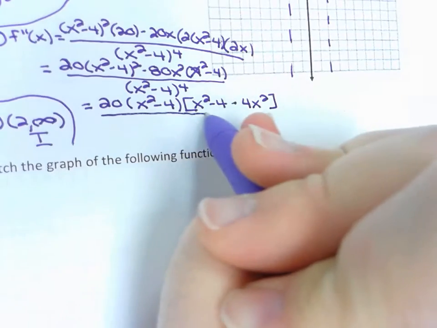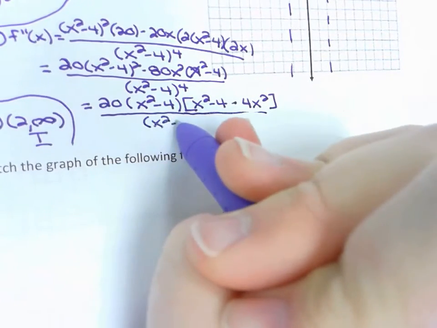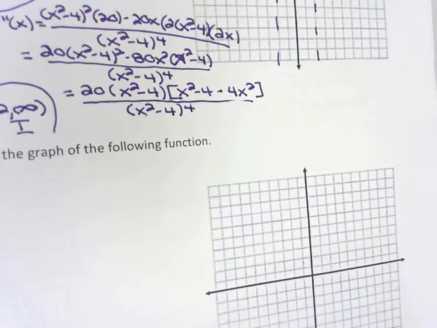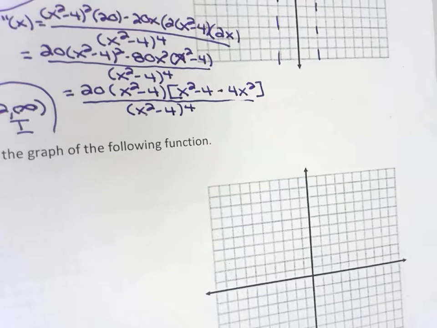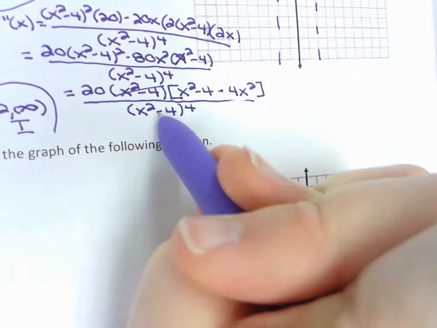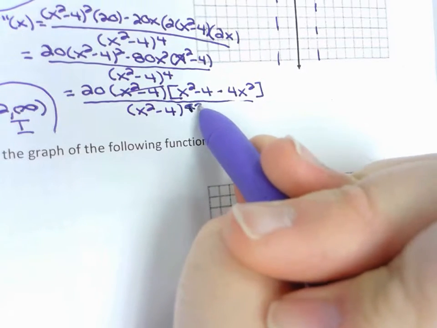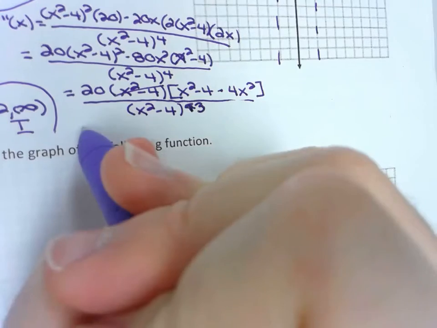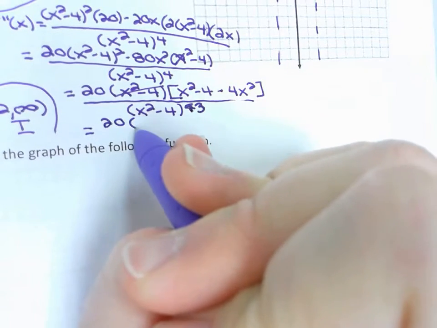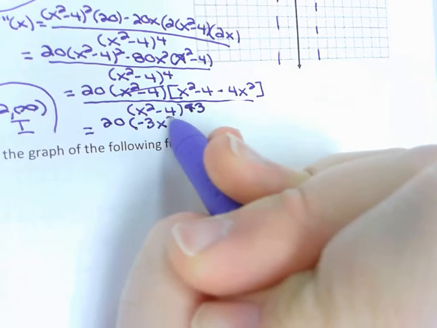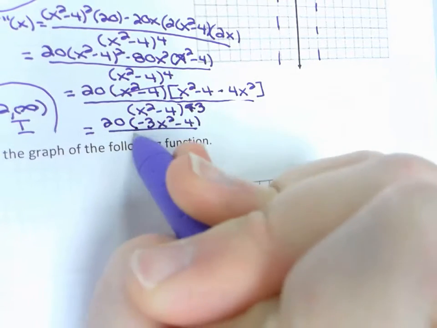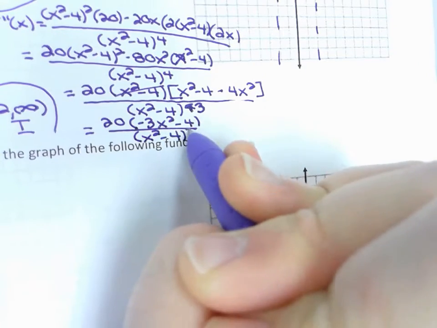All over x squared minus 4 to the fourth. Okay, let's simplify a little bit. A couple things I can do is what? Yep, so this will be an x squared minus 4 to the third. So I'm going to have 20 times negative 3x squared minus 4 over x squared minus 4 to the third. That's my second derivative.